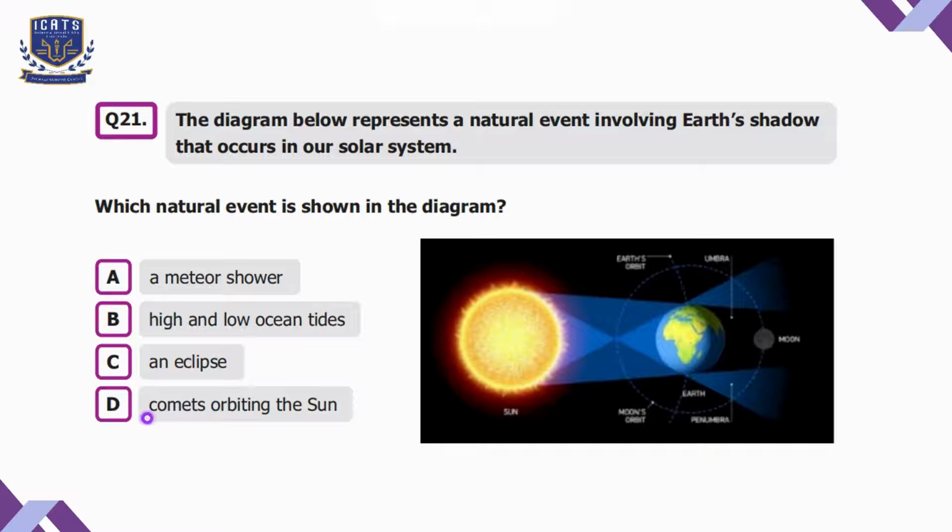So option C is an eclipse. The diagram describes a natural event involving Earth's shadow and the moon, which is characteristic of an eclipse. Specifically, during a lunar eclipse, Earth's shadow falls on the moon, and during a solar eclipse, the moon's shadow falls on the Earth. But here, it's about the lunar eclipse, where the Earth's shadow and the moon are involved. So we can say that option C is our correct option. Let's read option D as well. The comets orbiting the sun is unrelated to Earth's shadow and the moon.